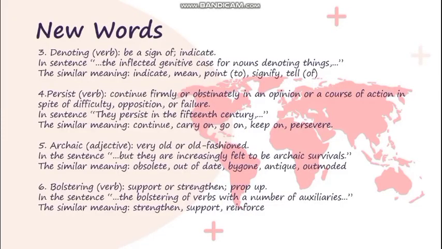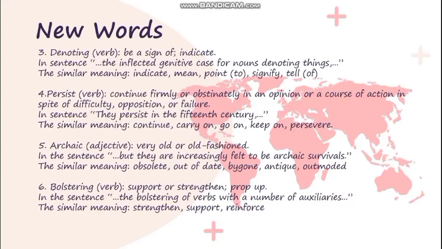The next is denoting. It means be a sign of, indicate. It can be found in the sentence, "the inflected genitive case for nouns denoting things." The other forms of denoting are like to denote or denotation. The similar meanings are indicate, mean, point to something, signify, or tell of something.